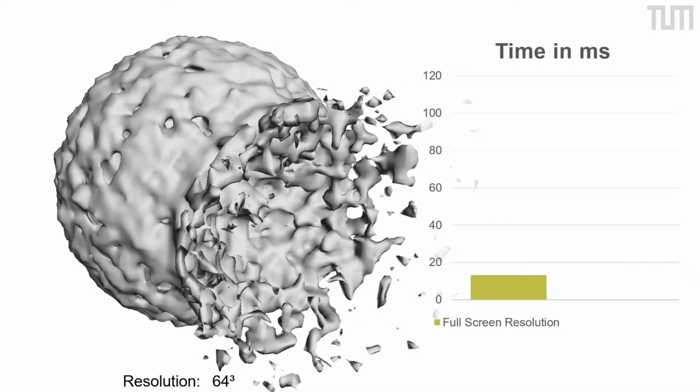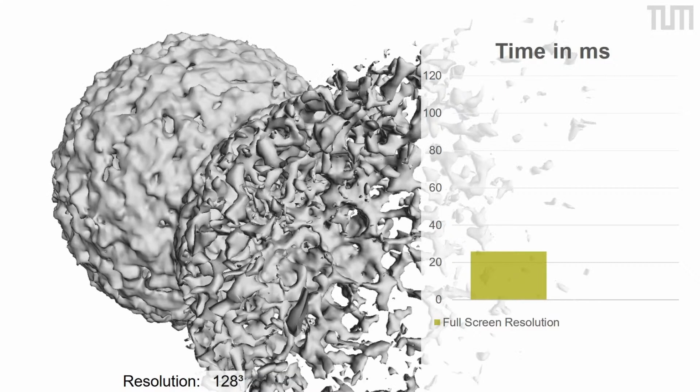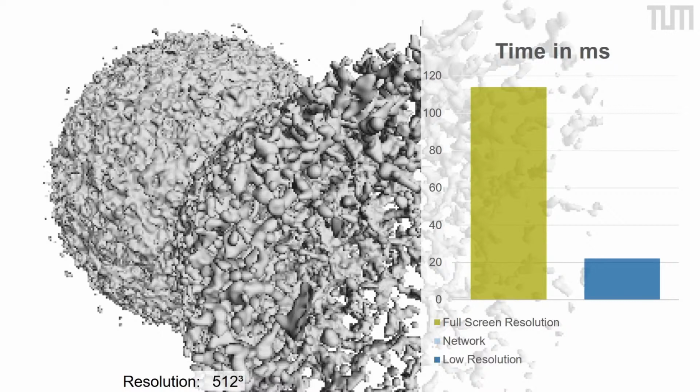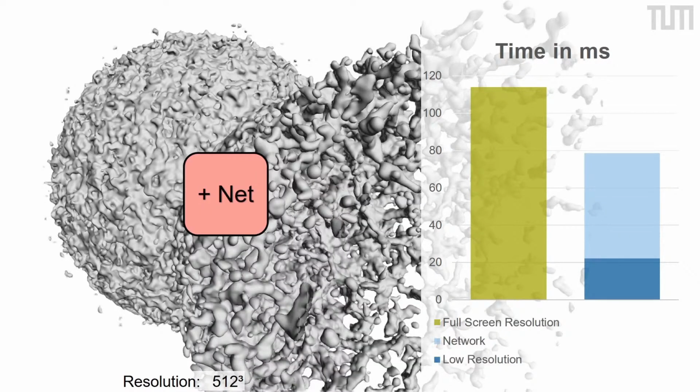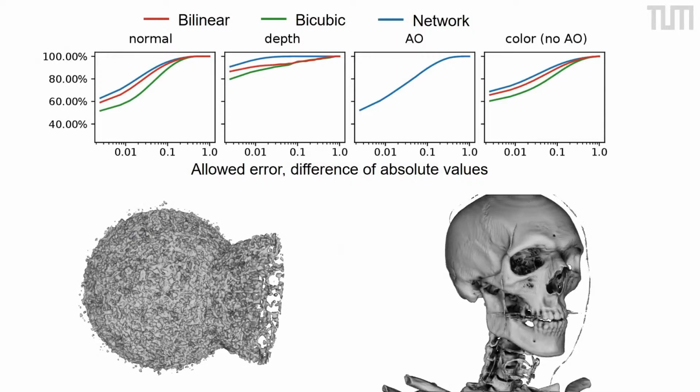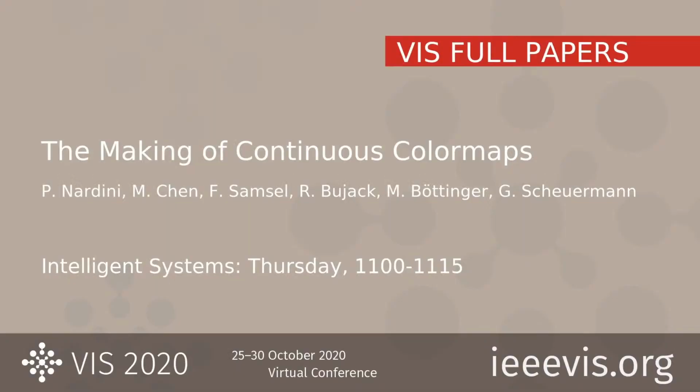Rendering large volumetric datasets is still a challenge for real-time applications. Wouldn't it be nice if you could just render the dataset at a low screen resolution and your neural network upscales it to the full resolution again? We proposed a network architecture that does exactly that and can outperform a full resolution rendering for large datasets. For quantitative and qualitative evaluations, come to our talk.